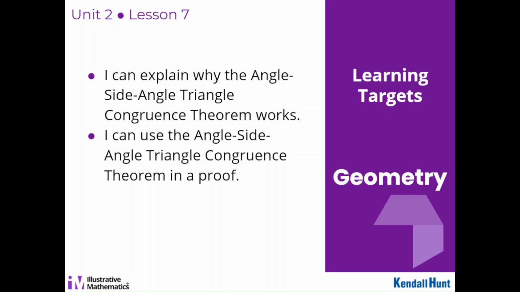We proved that we had a side that was congruent. We proved that the angle on each end of that line segment were congruent. And therefore, our final statement is that because of the angle side angle triangle congruence theorem, it proves that the two triangles themselves are congruent.